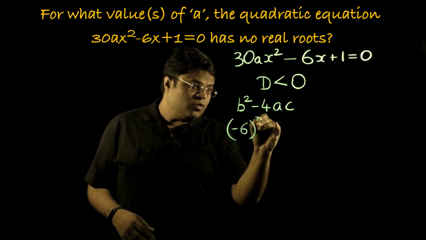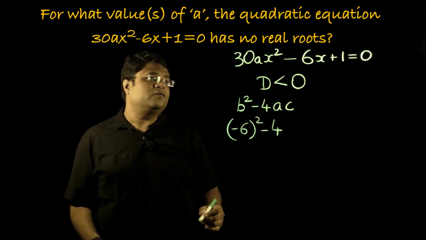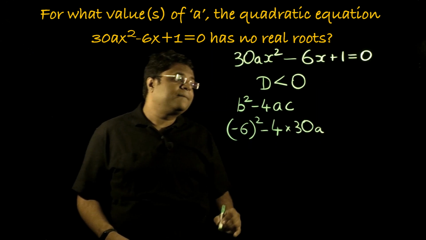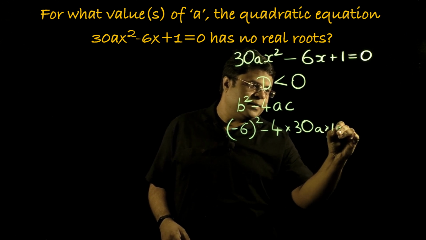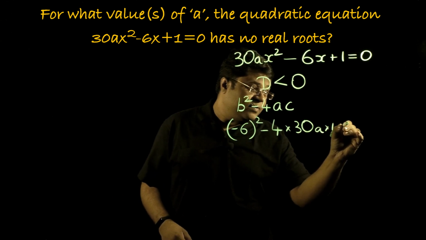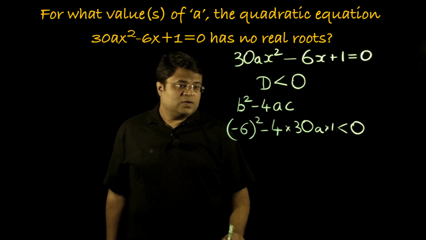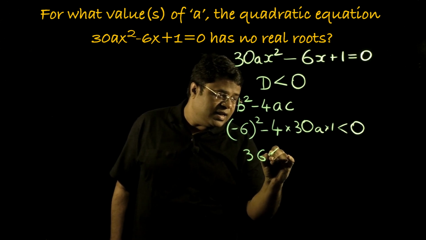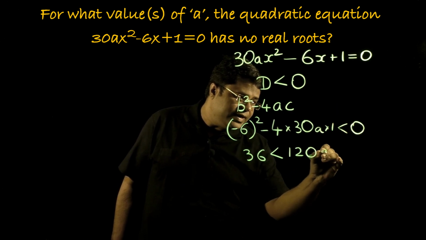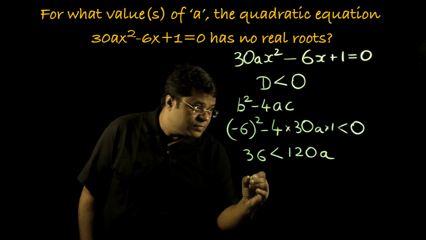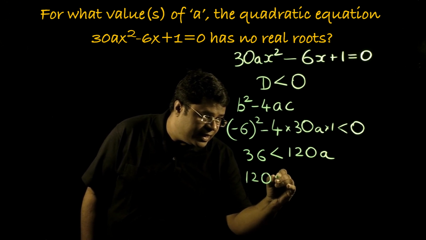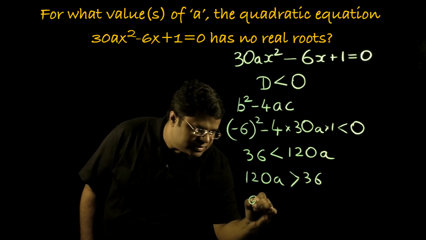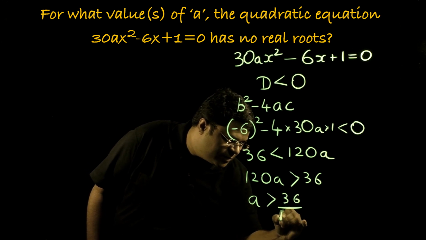B square, now don't put 6, minus 6 the whole square minus 4 times of what is the first term? It's 30a, alright, and c is simply 1. This should be negative. That means this should be less than 0. So let's just put this 6 square, this will be 36, and this should be less than, if I take everything on that side, it will be 120a. I'm rewriting the whole thing. 120a should be greater than 36. This means a should be greater than 36 by 120.